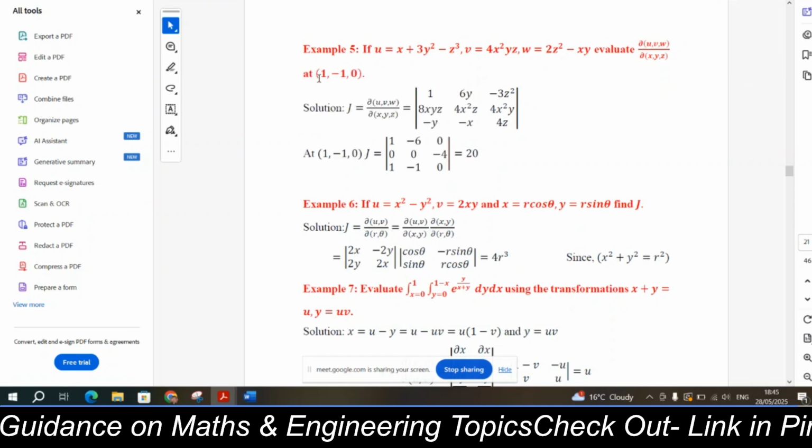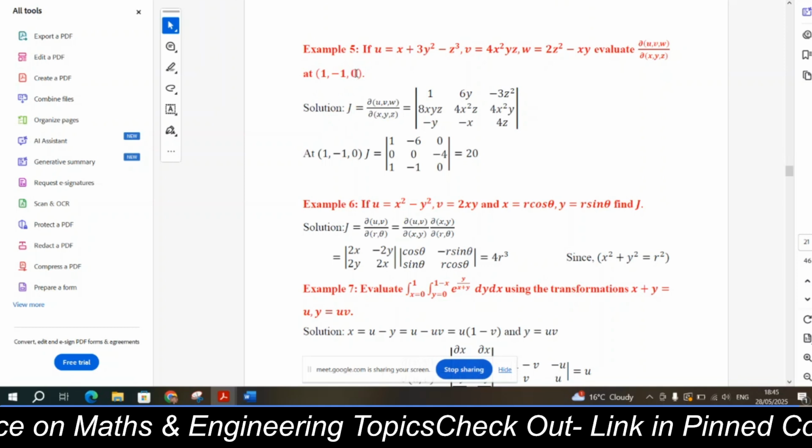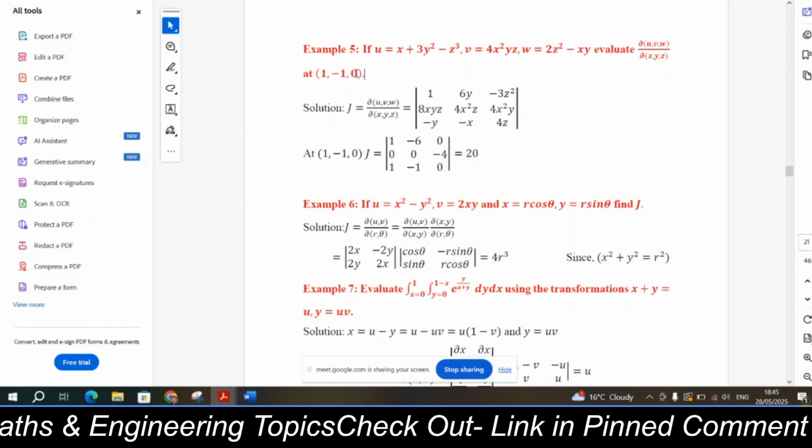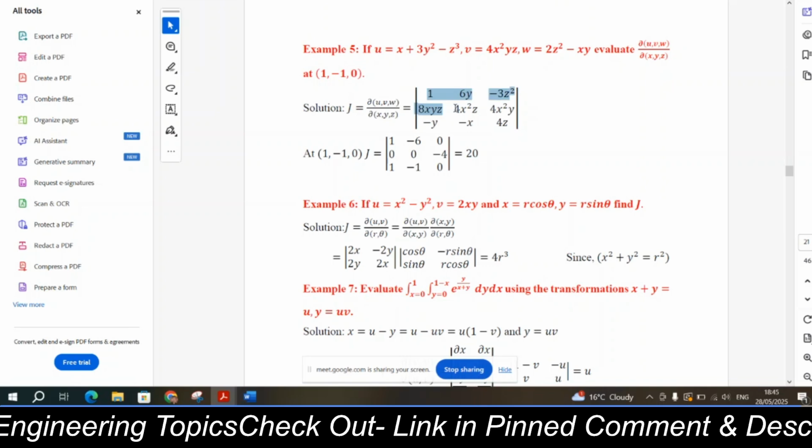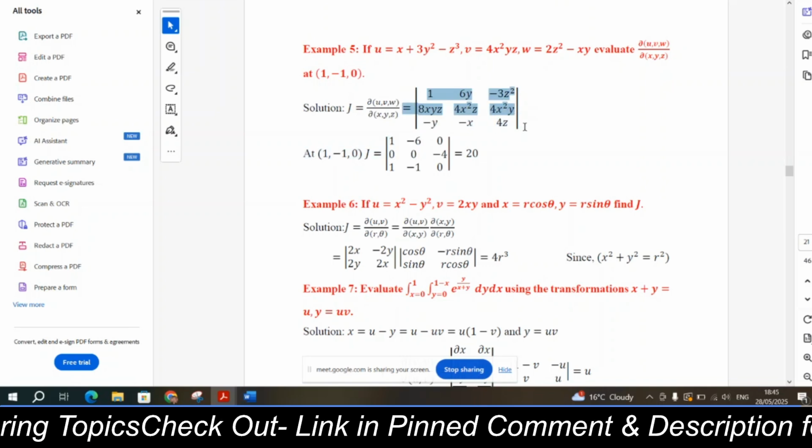What are the examples? U is equal to x plus 3y square minus z cube. V is equal to, so you have been given u, v, and w, three functions in terms of three variables x, y, and z.